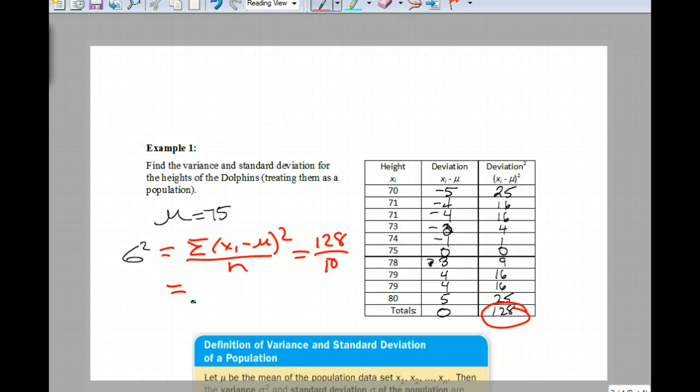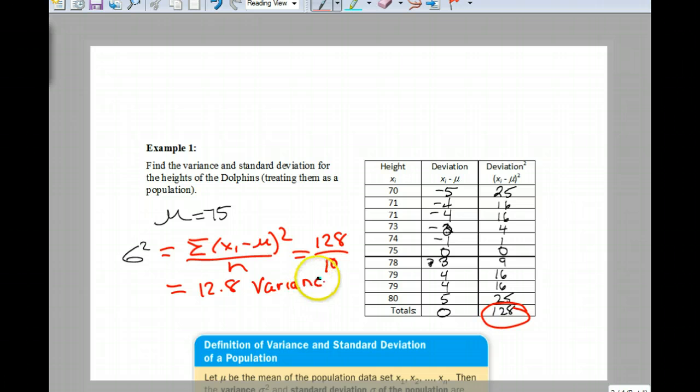Wait, why is it 6 squared? Oh, this is not a 6. This is sigma. Sorry. Yep, sigma. All right, so this is going to be 128 divided by 10, which is 12.8. That is the variance.